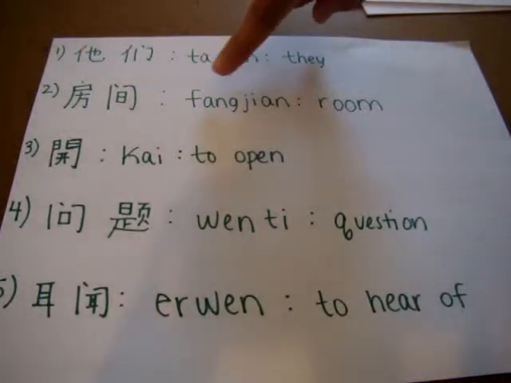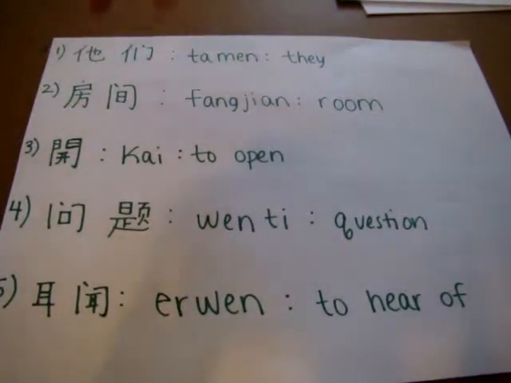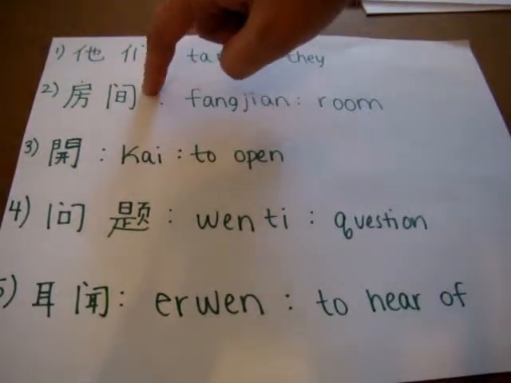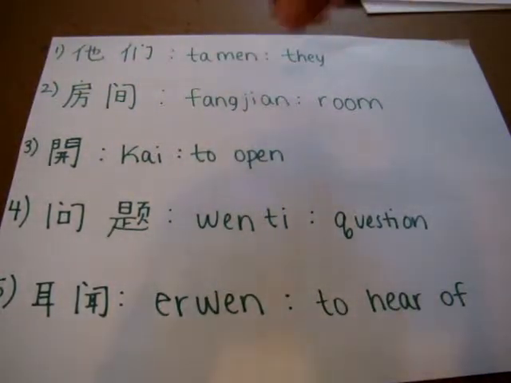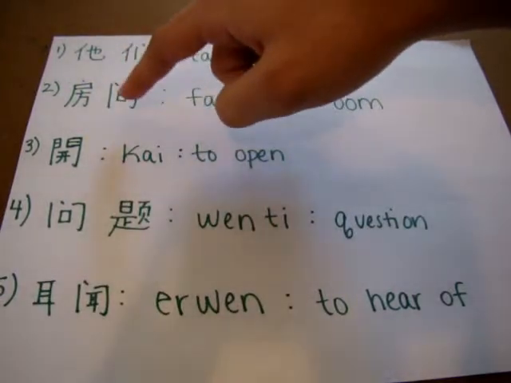And the next word is fangjian, which means room. Fang is used in house or room in this case, and jian just means room. And the door radical is in there because a room needs to be enclosed. Like you can see here, it kind of looks like a room being enclosed.